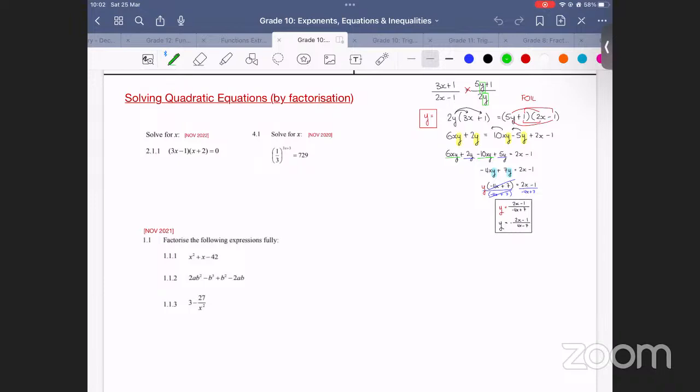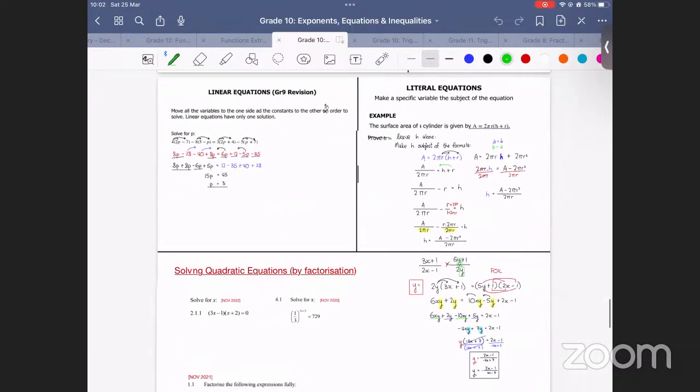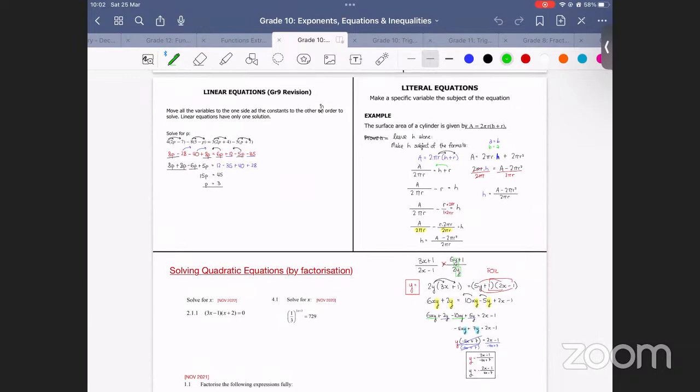Okay, so let us start with some questions. Just to revise, last time we did something called literal equations, where we had to make something the subject of the formula. Now let me just get these memos. That would be great. One second.